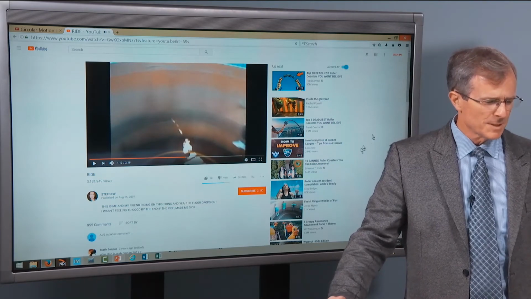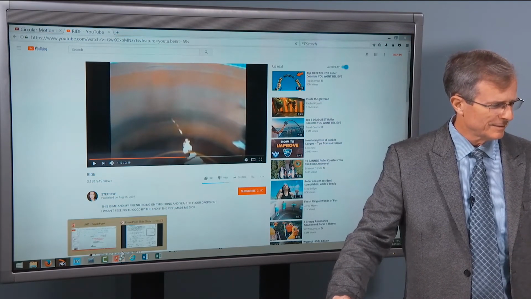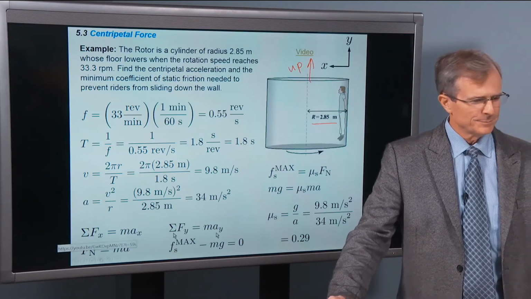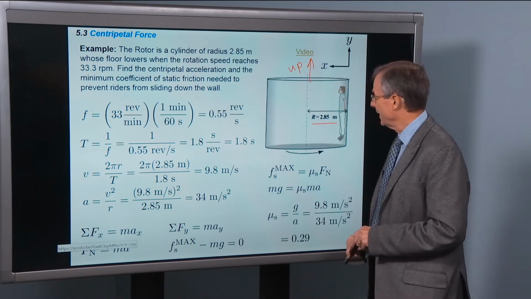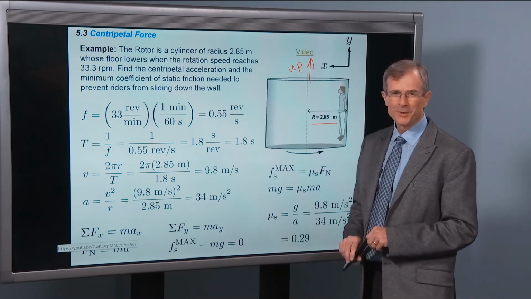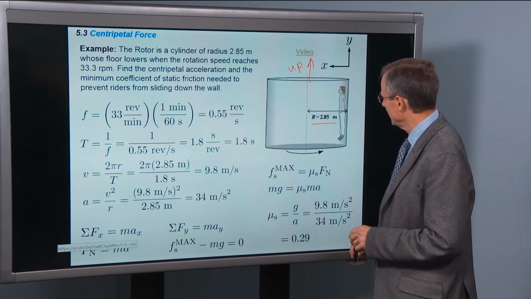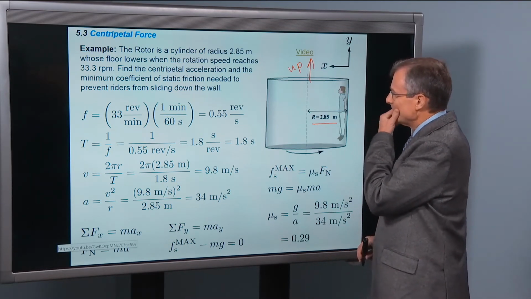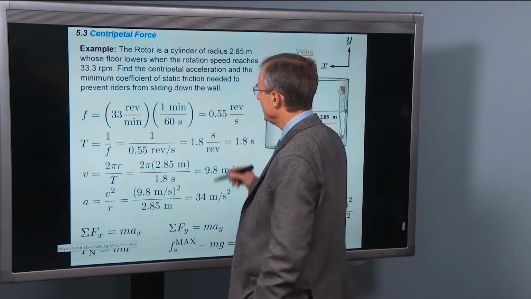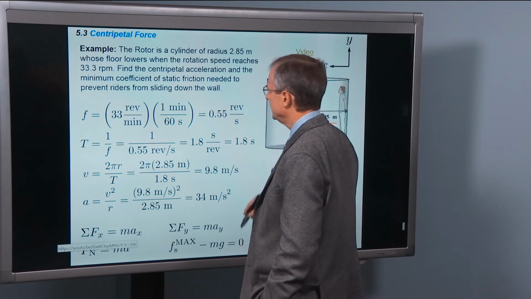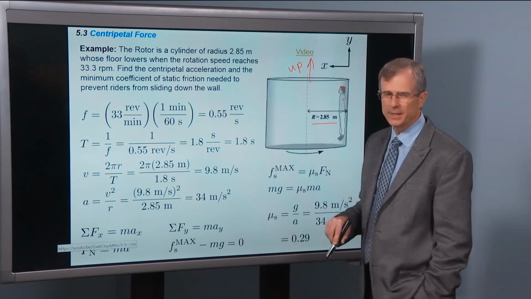So some of you might have ridden on amusement park rides like this, and I have, and they're pretty cool. So what's the physics of them? Well, what we're trying to do is to find the centripetal acceleration and the minimum coefficient of static friction needed to prevent riders from sliding down the wall.